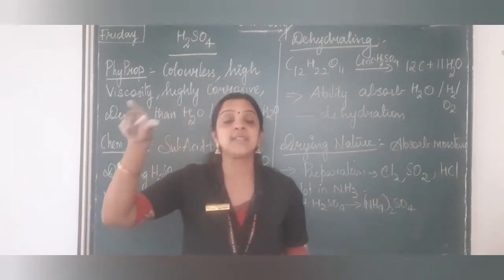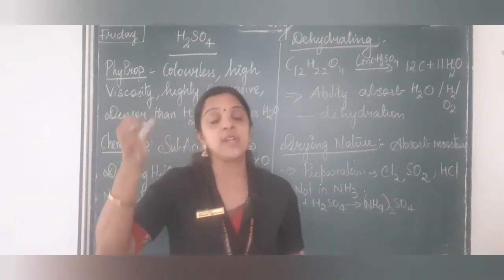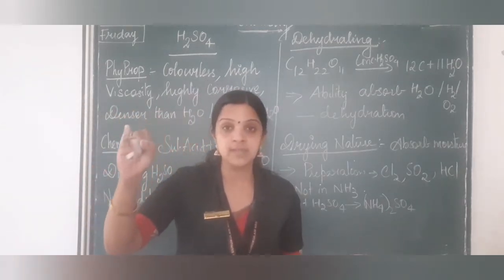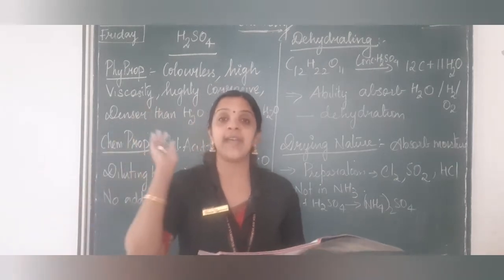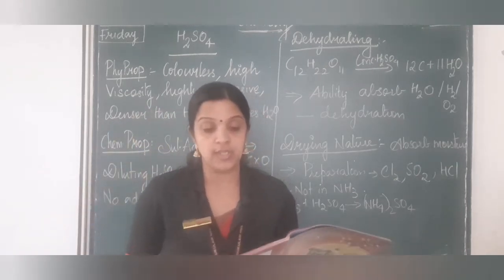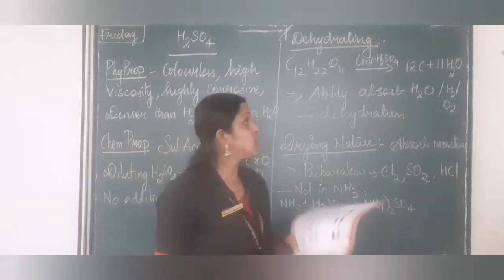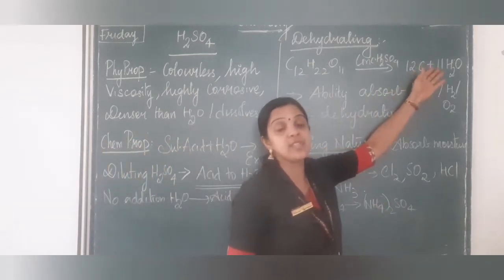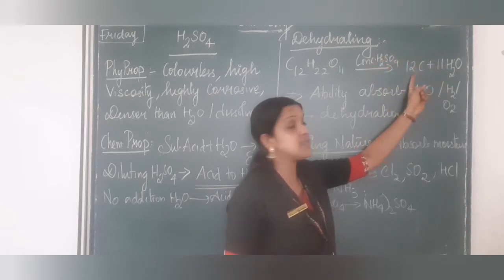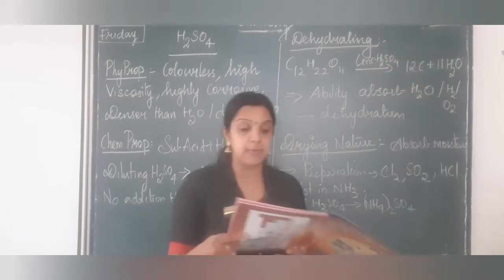What are the elements that are present in sugar? What are the elements, children? Carbon, yes, hydrogen and oxygen. Very good. Which is the black substance in the product formed? Once you get the product, which is the black substance that is formed? Definitely it is carbon.